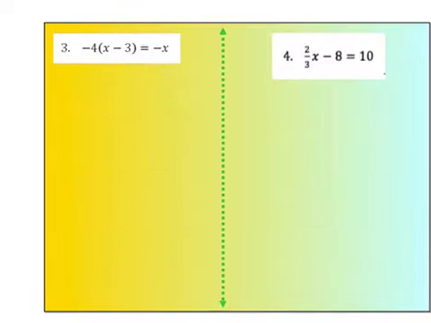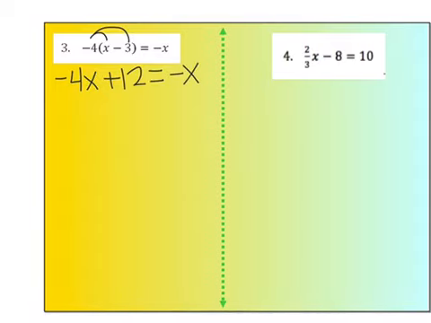A couple more examples here. When you see the parentheses like this, we know that we have to distribute this through. So I'm actually multiplying those things. So negative 4 times x gives me negative 4x. Negative 4 times negative 3 gives me a positive 12. I'm going to equal that negative x.